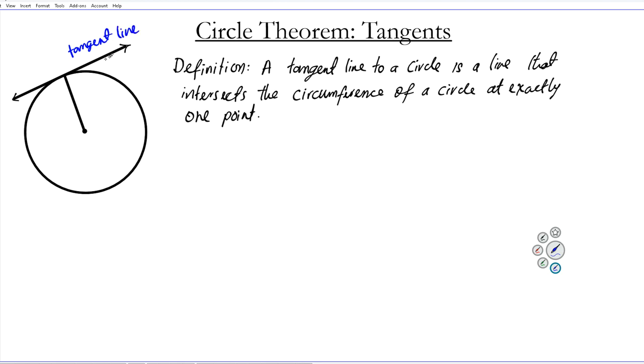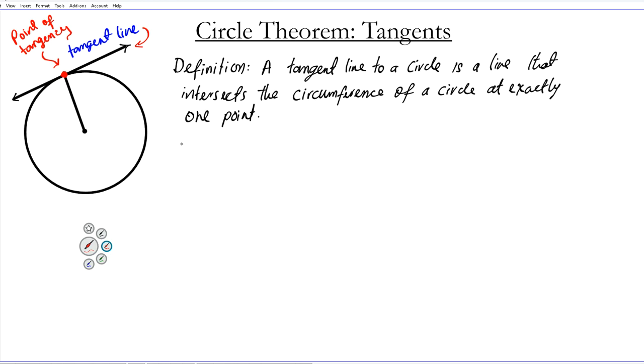Why is it a tangent line? Because it intersects this circle right here at exactly one point. That point where the tangent line intersects the circumference of a circle at exactly one point is called the point of tangency. All right, so there you have it.